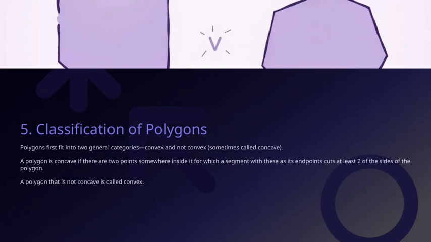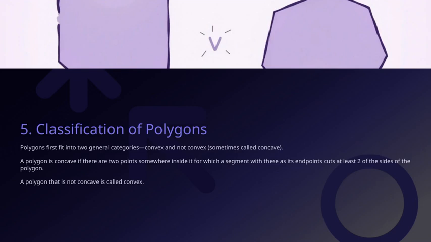Now, let's talk about the classification of polygons. Polygons generally fall into two broad categories: convex and not convex, which is sometimes called concave. The key difference between these two lies in their shape and how their angles and sides relate. A polygon is considered concave if you can find 2 points somewhere inside it, and when you draw a straight line segment between those points, that segment cuts through at least 2 sides of the polygon. Think of it like a cave or a dent in the shape. There's an indentation that makes it non-convex.